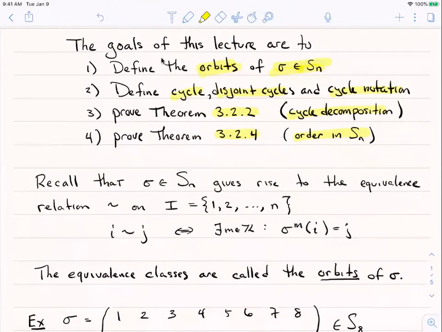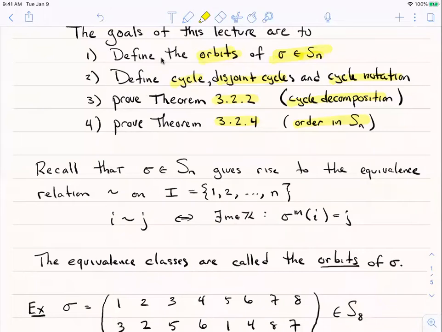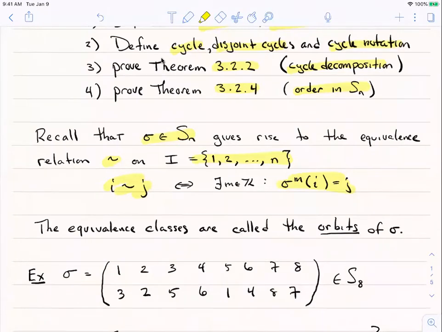I'm going to talk fast through this, trying to keep the video short. You can pause it and think about the things that I say so that I'm not talking at you a mile a minute. I want to start by recalling that if you give me a permutation in Sn, it gives rise to an equivalence relation on the index set by saying two indices are equivalent if some power of sigma sends one to the other. Those equivalence classes are called the orbits of sigma. So the orbits of sigma are just the equivalence classes in that equivalence relation.